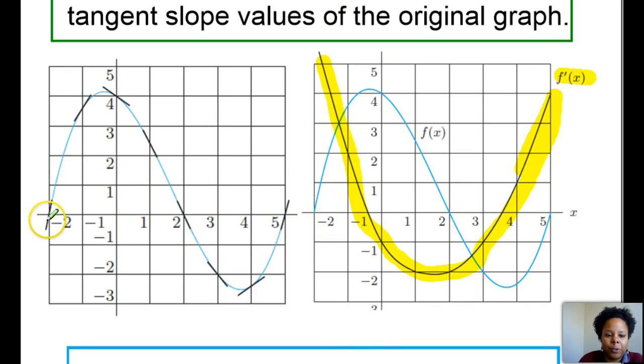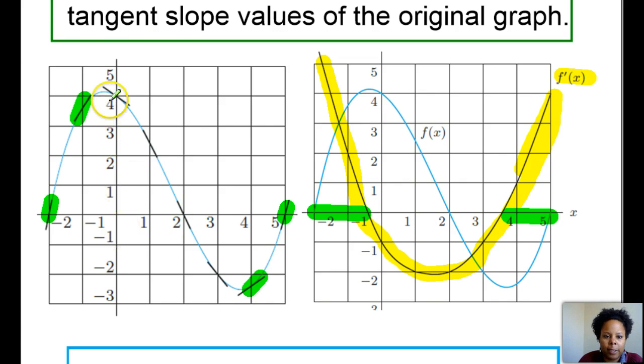So let's say, as you can see here, the slope of the tangent lines seem to be positive here and here, and positive here and here. So it seems like on the interval from -2 to -1.5, our slope values are going to be positive, and on the interval from around 3.5 to 5, our slope values are going to be positive. And as we can see here, the derivative function is positive, i.e. above the x-axis at these points.